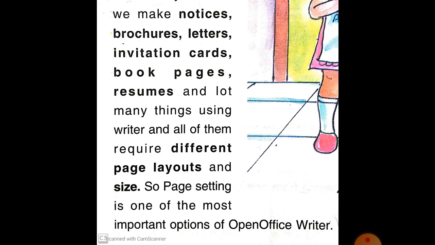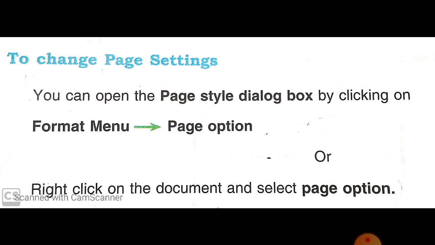Now, we can change page settings by clicking on the Format menu and then the Page option, or right click on the document and select the page option. After that, the page style dialog box opens. There are several tabs in this dialog box. The page tab of the page style dialog box is where you can control the general settings of the page.